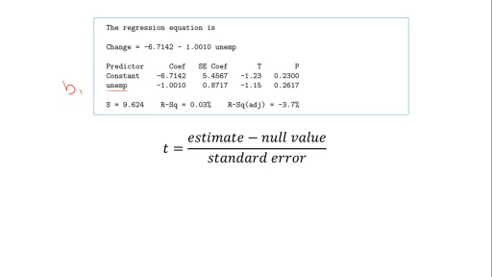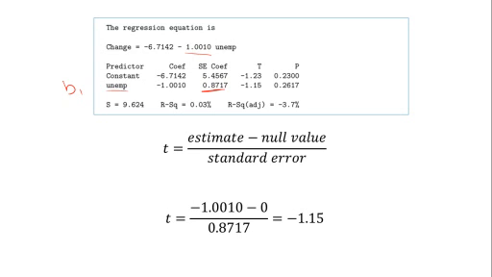Okay, so if you plugged everything in, you should end up with negative 1.001, which is the slope, minus 0, which was in our null hypothesis, and then the standard error, which is the SE coefficient right there, 0.87. SE is standard error, obviously. And we calculated our t-value as negative 1.15. Okay, so our t-value was 1.15.